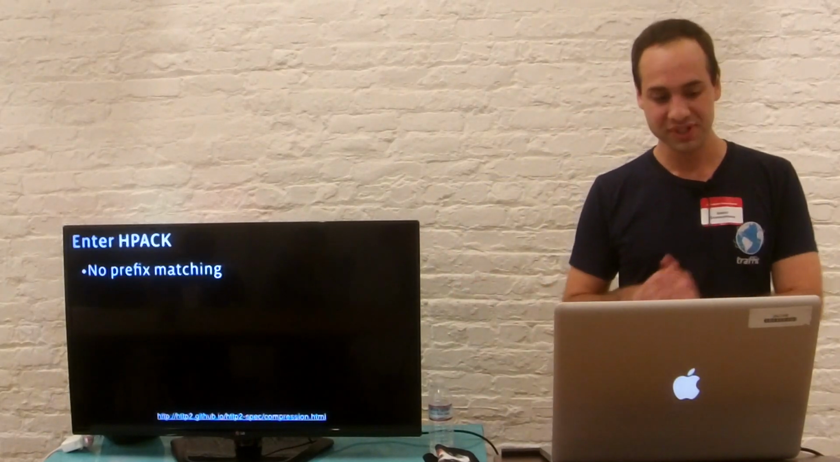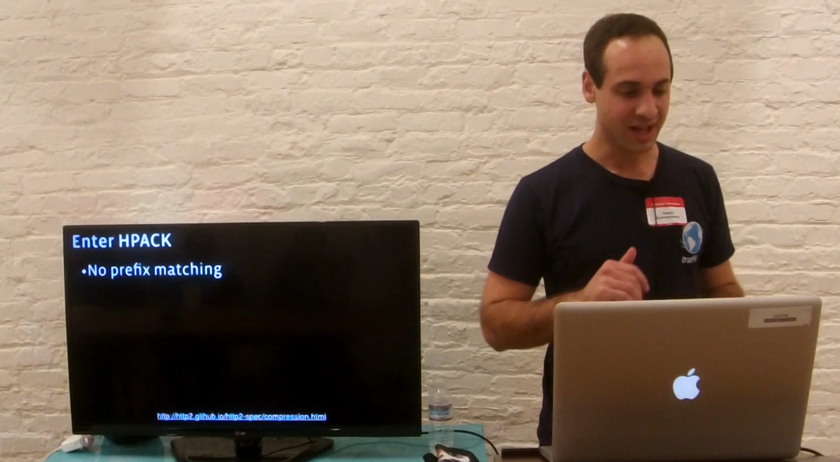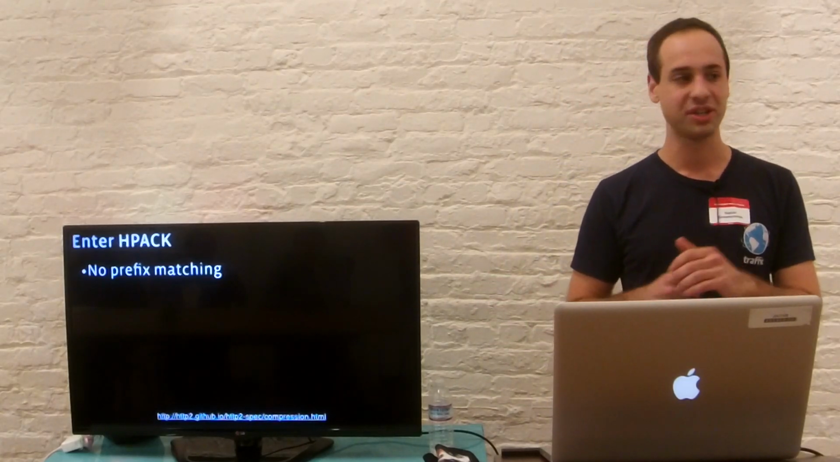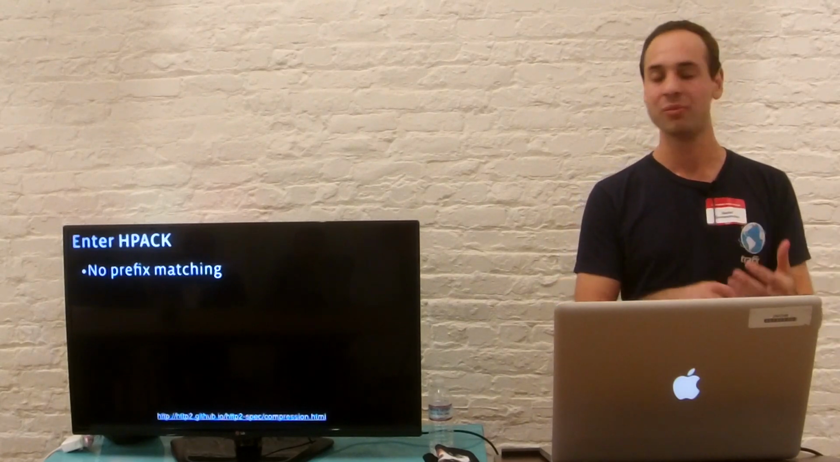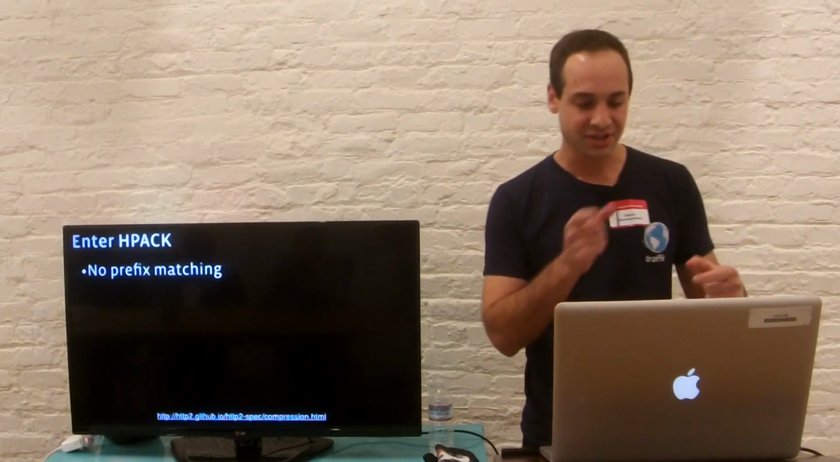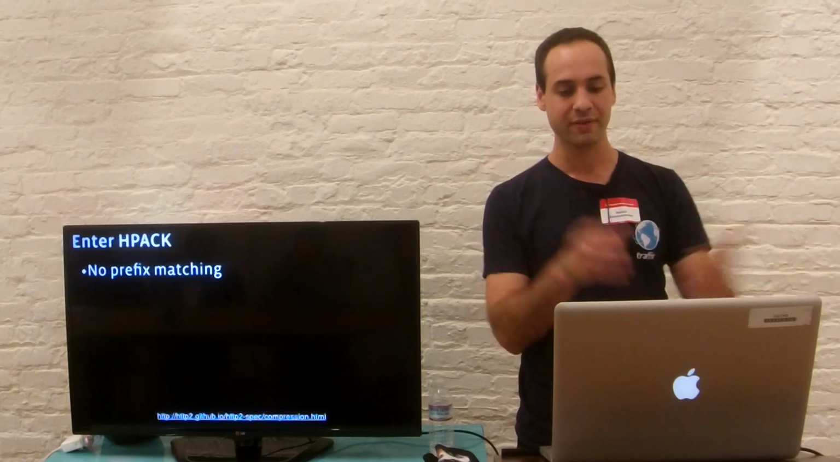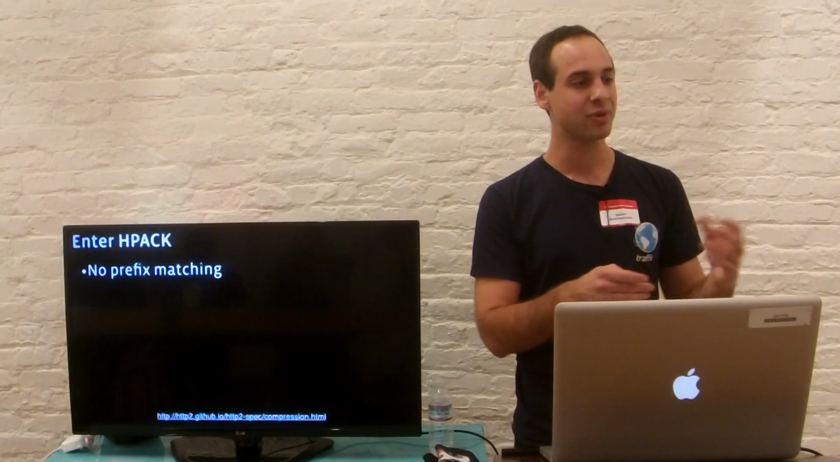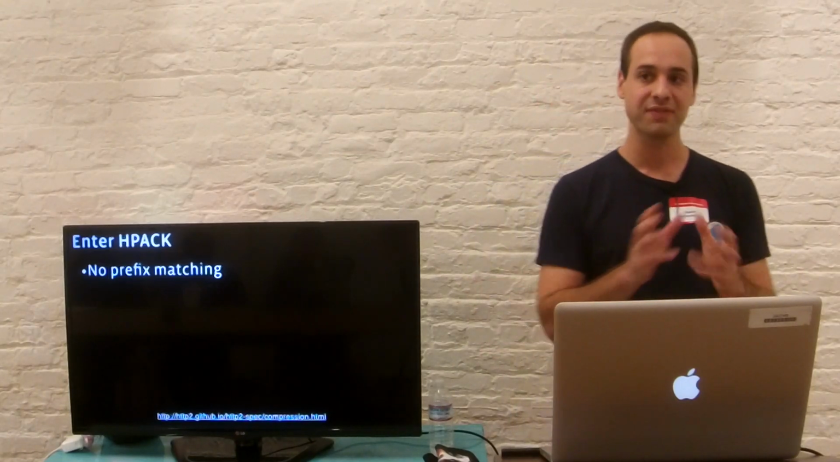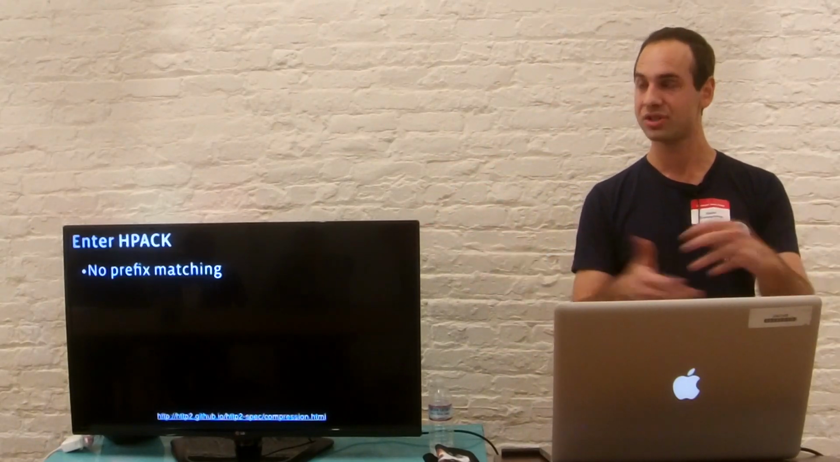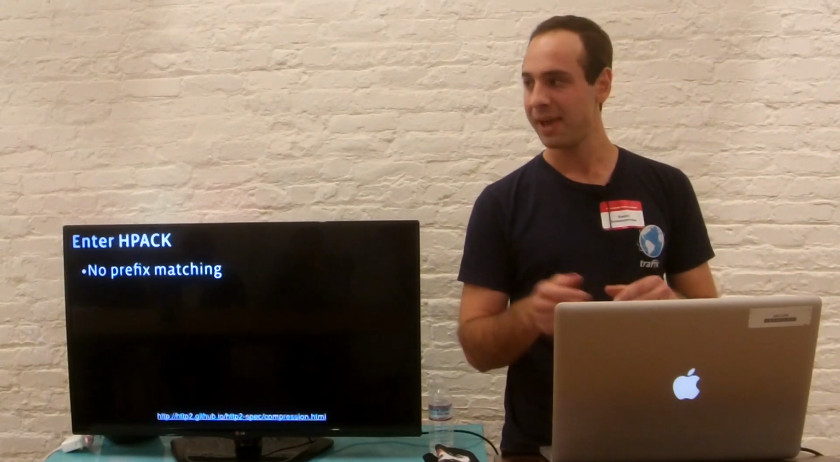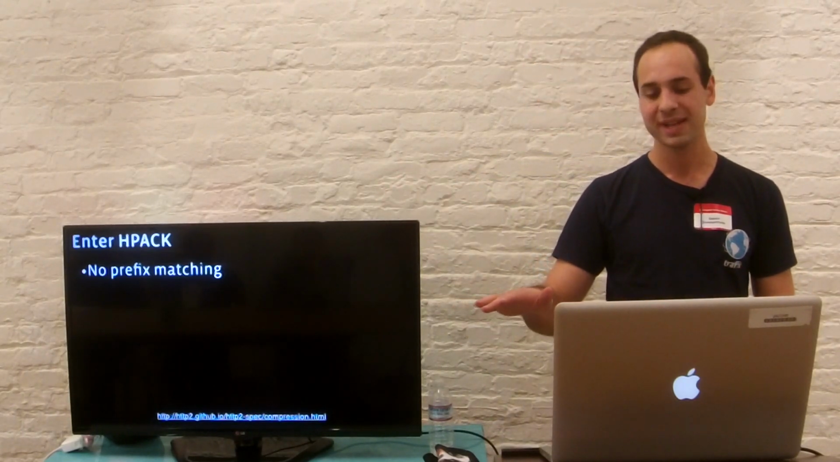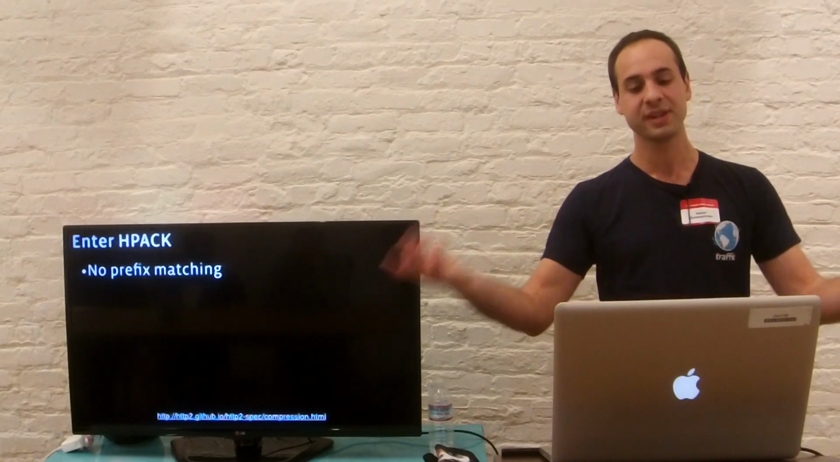So enter HPACK. Fortunately, it doesn't have prefix matching. Prefix matching based compression is the common problem with gzip. If you can match a small substring, you get the full benefit of that. You get some progressive benefit of compression. Whereas with HPACK, you have to have a full token matching before any compression actually applies. So that breaks the linear attacks back to an exponential. You'd have to guess the entire cookie.